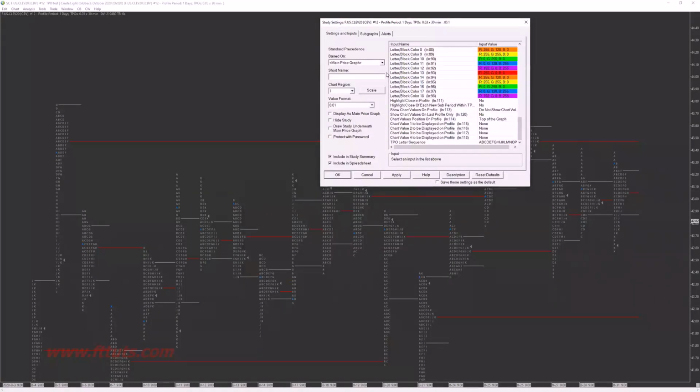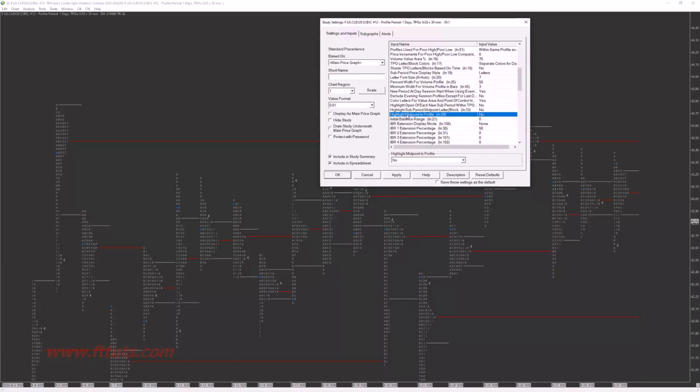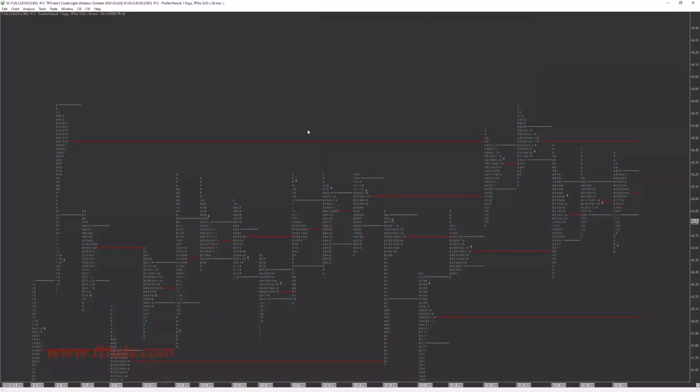But what is important is that I like to get rid of a lot of the extra stuff. Initial balance, I'll get rid of that by going to initial balance range and just setting it to 0, so it doesn't show any initial balance. I don't like to highlight the midpoint. There's very few things that I want to see.